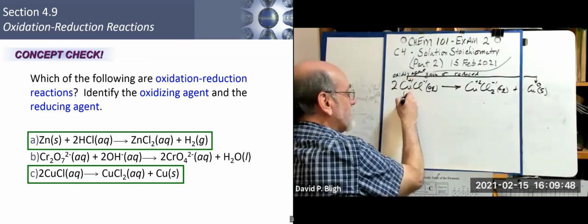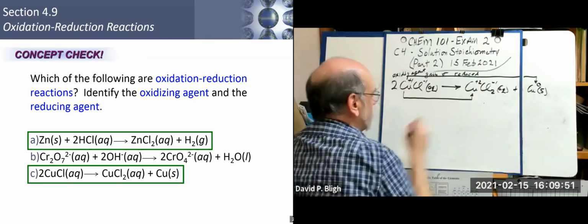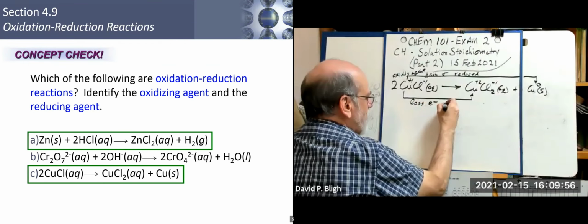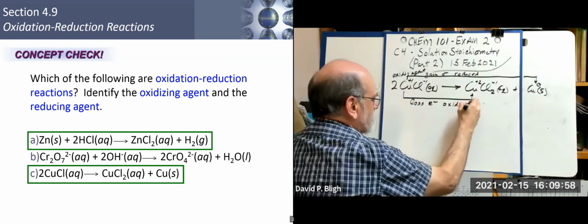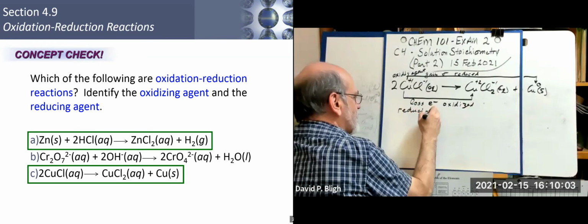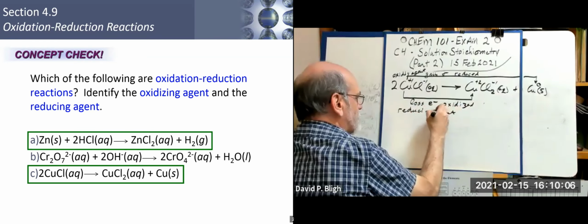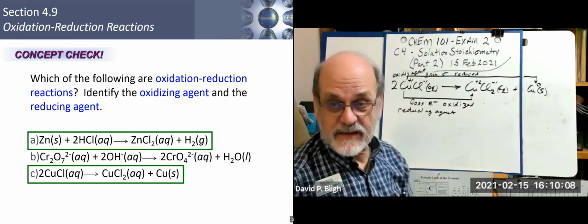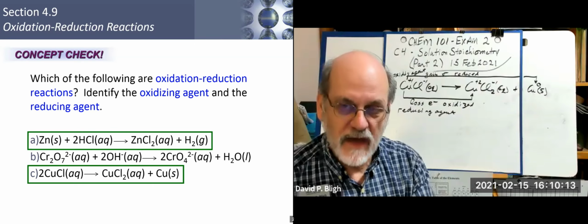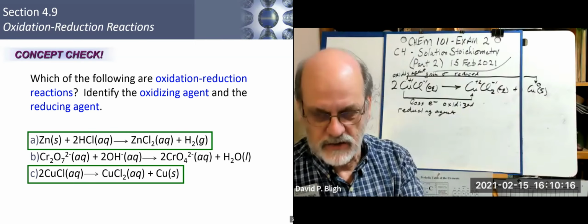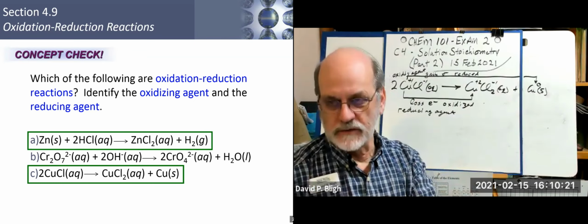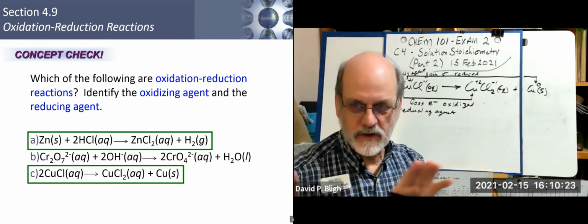Okay, the other one goes here, and it loses an electron. It is oxidized. So it's the reducing agent. In this case, copper 1 chloride is both the oxidizing agent and the reducing agent. But they're separate molecules. One of them does one job and another one does the other job.